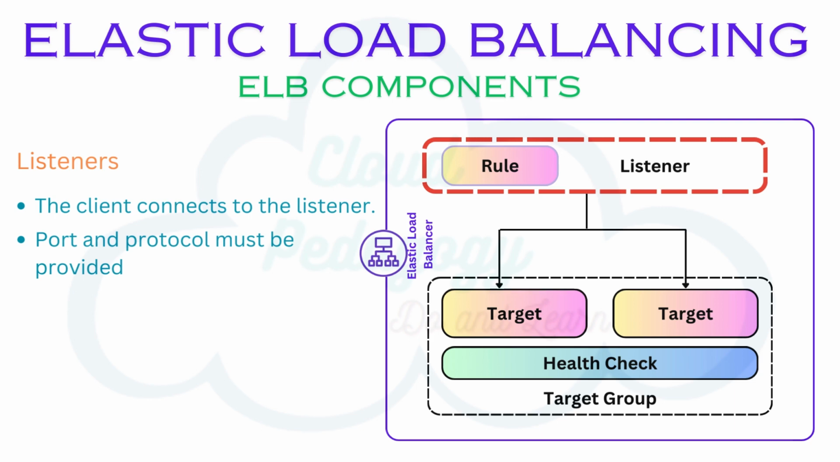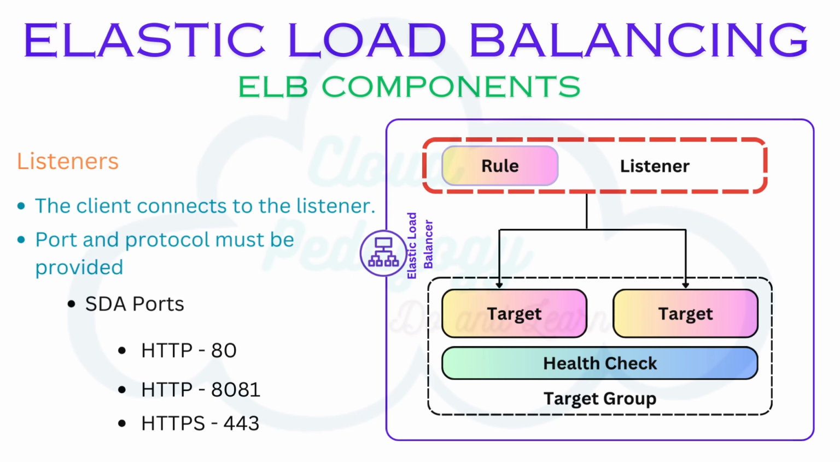The goal of the listener is to check for requests. For example, since we are routing web traffic and we set up our application to use port 80, we would want our load balancer to listen to port 80 using HTTP protocol. Of course, in my web page, I am using port 8081. We could set up a listener for port 443 using the HTTPS protocol.